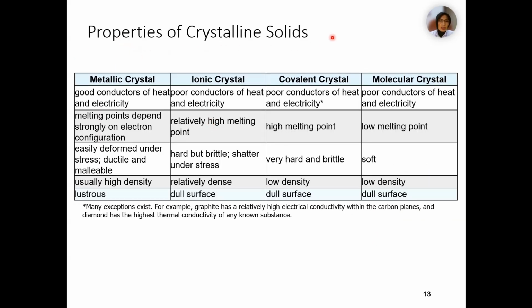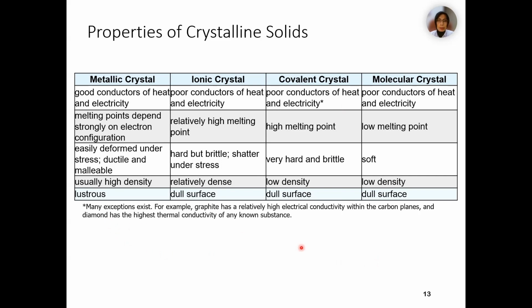Because of that, for the properties of crystalline solids, as you can see, metallic crystals have free electrons that bond all the cations, so they are good conductors of heat and electricity. Ionic crystals, because of ionic bonding, are poor conductors of heat and electricity in the solid state, but in the liquid state, they may have good heat and electrical conductivity. Covalent crystals, because they consist of atoms, are usually poor conductors of heat and electricity. However, there may be some exceptions.